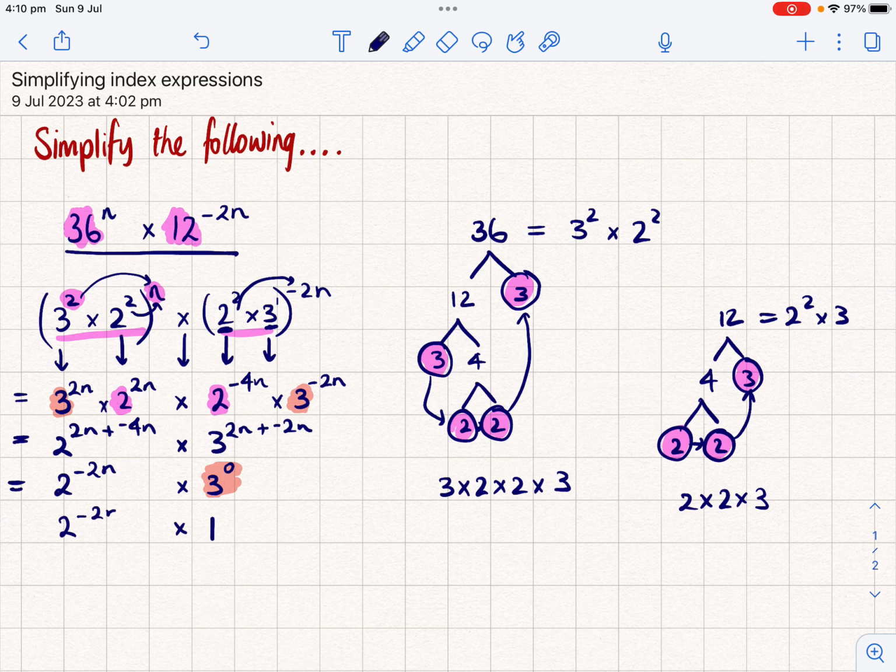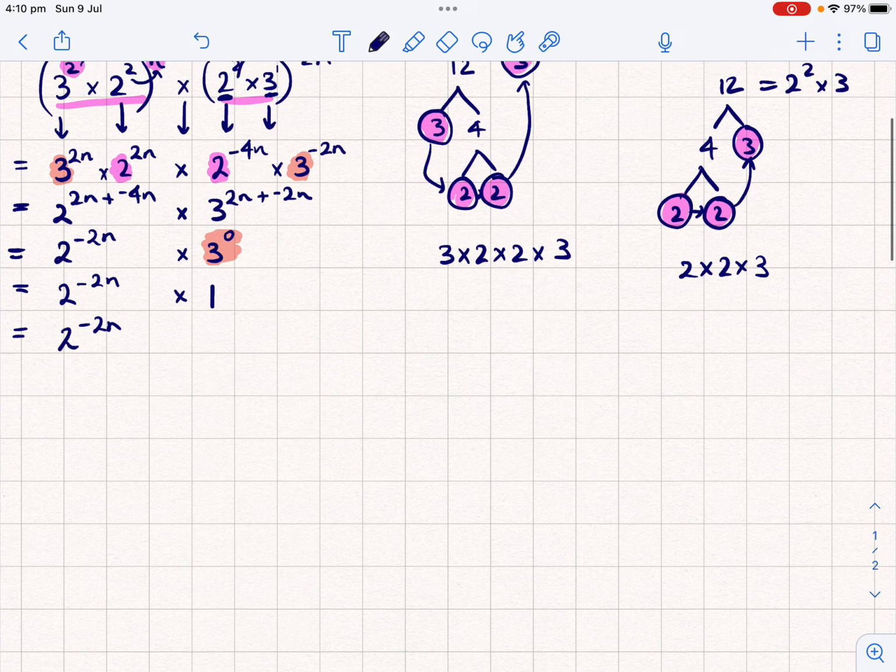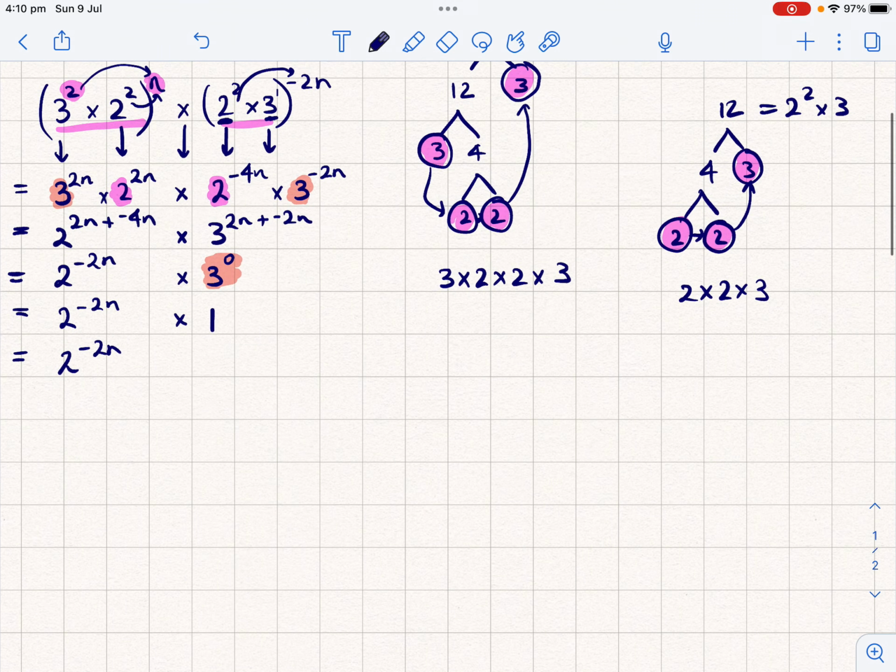And I haven't done anything with the 2 to the negative 2n. I could actually stop and say that my simplified answer is 2 to the power of negative 2n. But normally when we're simplifying, what I've asked you to do in class is not leave negative powers. Let's always try and have positive powers. So now I'm going to work with this negative power.